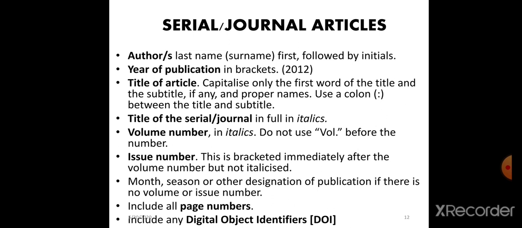Volume number in italics. But one important thing is, if you are using volume 10, no need to write the word volume with it. Just write 10 and it must be italicized. But the issue number is not italicized. It is bracketed immediately after the volume number, but not italicized at all. Then we have month, season, or other designation of publication if there is no volume or issue number.